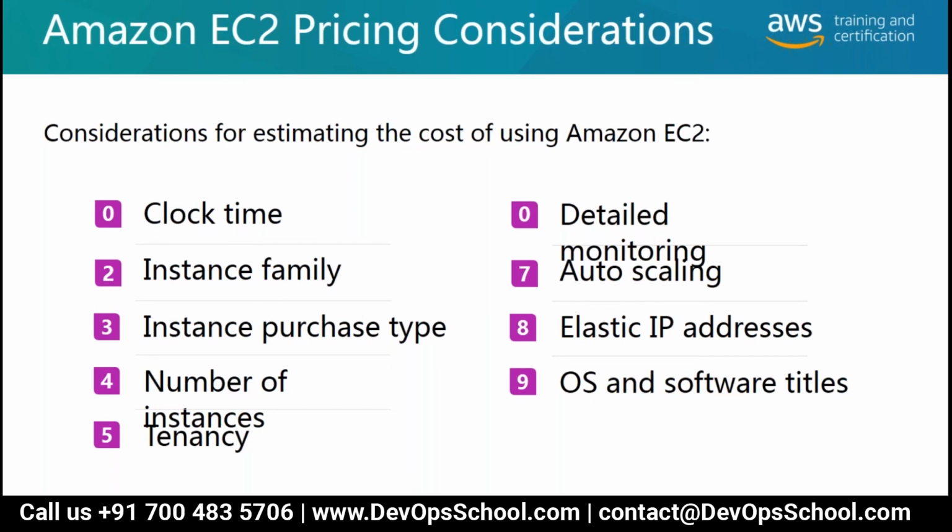What auto scaling do you want to do? Elastic IP addresses. Then what is the OS you are using? If you are using any proprietary OS, then you may have to pay for it. If you are using any proprietary tools or software, like WordPress or software from Cisco or Juniper, there are some proprietary images as well. So you may have to keep all these things into consideration.